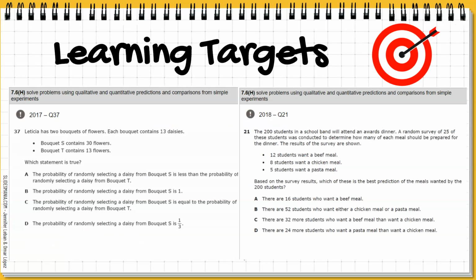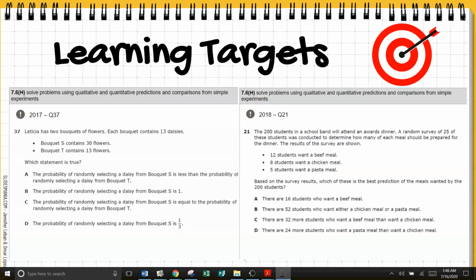So for our learning targets, by the end of this lesson, I should be able to solve these 2 problems. If you notice, these 2 problems are from the standard 7.6H, and while they look similar, they also have a lot of differences. And by the end of this lesson, we can solve these.